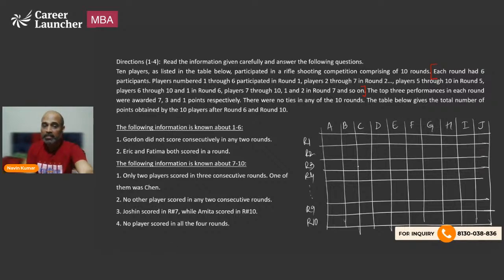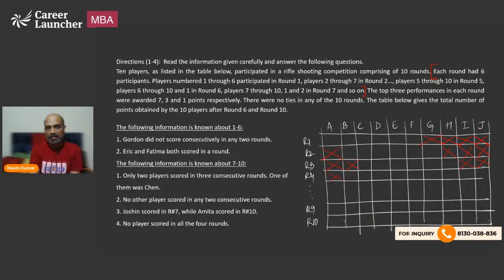So we know that in the first round only A, B, C, D, E, F play. So I will strike out G, H, I, and J. ये चार नहीं खेलेंगे. Next round B onwards they play. So I will strike out A and H, I, J. In the next round, A and B won't be playing. It will be from C onwards up to H, and I, J won't be playing.